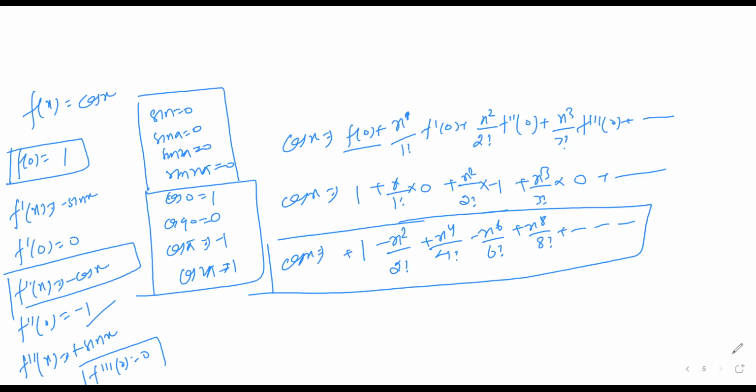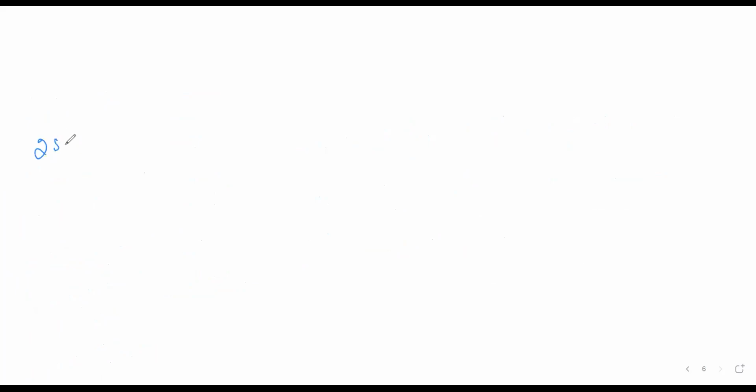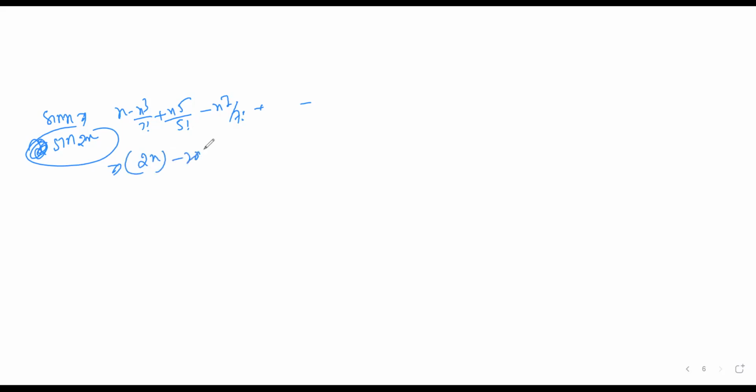Here, as an example, what will be the series for sin 2x? See, if you know the sin x series, that is x minus x cube by 3 factorial plus x to power 5 by 5 factorial minus x to power 7 by 7 factorial. For sin 2x, you replace x by 2x. It will be 2x minus (2x) whole cube by 3 factorial plus (2x) to power 5 by 5 factorial minus (2x) to power 7 by 7 factorial and so on.